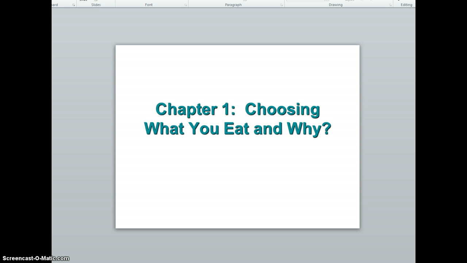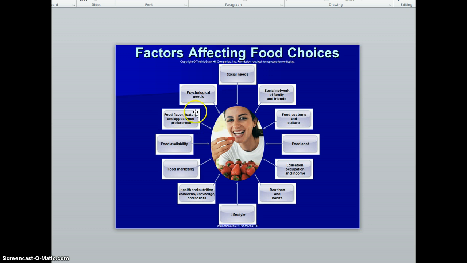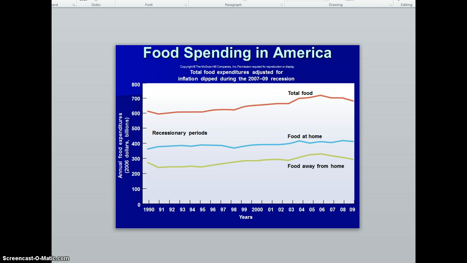The first area that you'll see is what we eat and why. There's lots of different factors that affect our food choices, but what we have found is typically taste is why people choose the foods that they choose. It is known that most people eat around 25 to 50 foods, and that's it. So we really have a limited selection of our foods. A lot of it is based on our routines and habits, which might have to do with food cost and some of those other things. But for the most part, it's food flavor and texture that people make those choices.